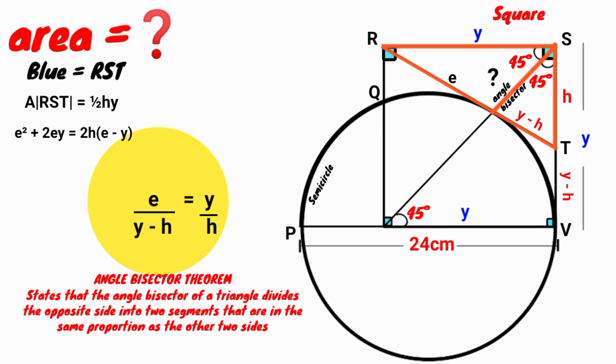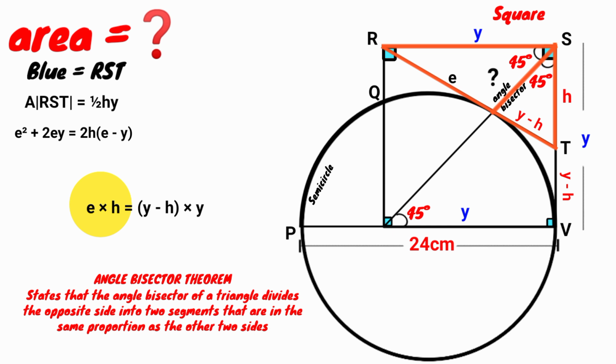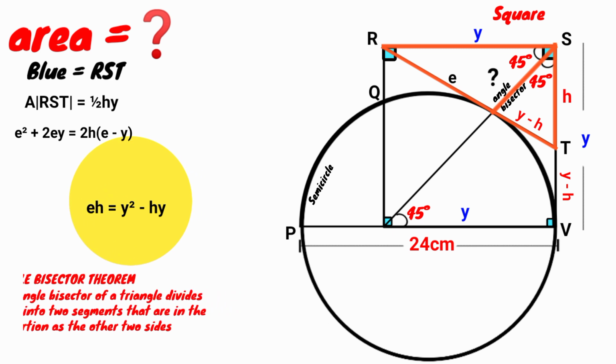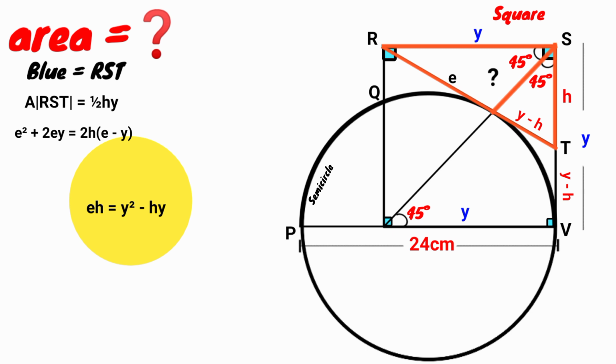Cross multiply. Here E times H is EH, while here Y minus H multiplied by Y is Y squared minus HY. So EH equal to Y squared minus HY. Take the transpose of minus HY to the left.